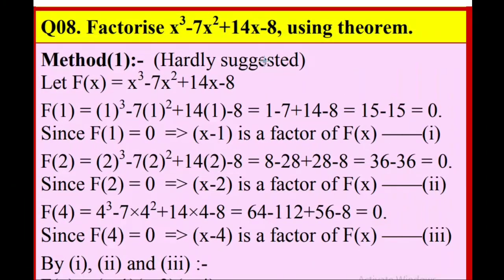Now let's take another question. Observe this question. The question says factorize x cube minus 7x square plus 14x minus 8, but using the theorem. Well, in this case, no hint is given, nowhere is it mentioned that a particular thing is a factor of this expression, or if this polynomial is divided by a particular expression, then what remainder is obtained. So in this case, what should we do?